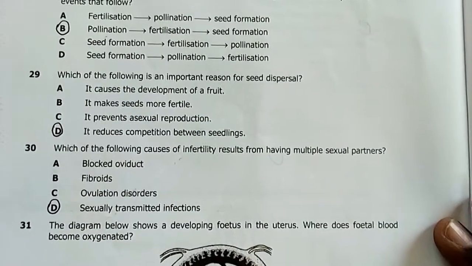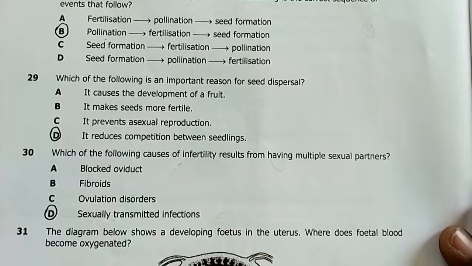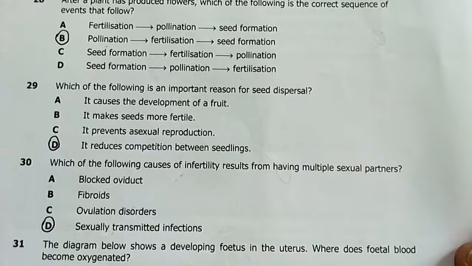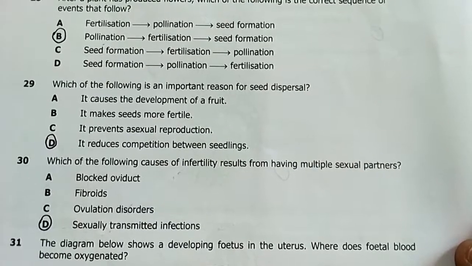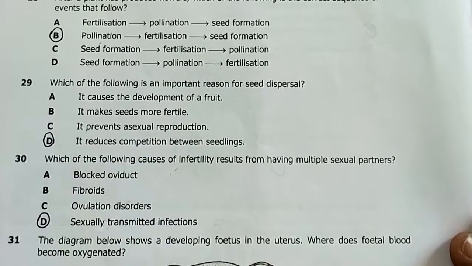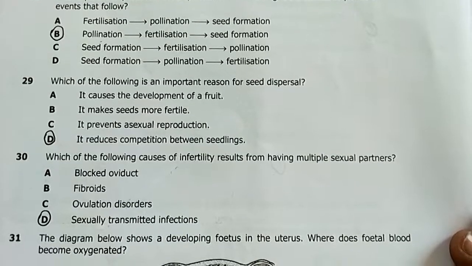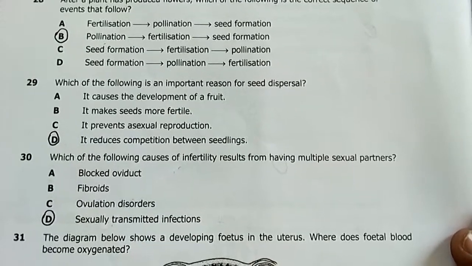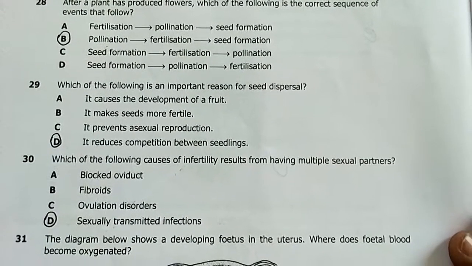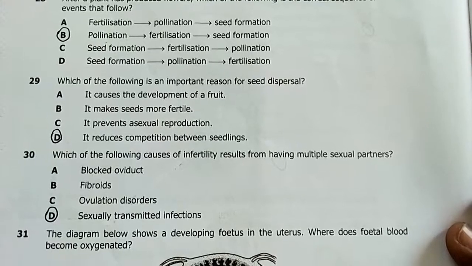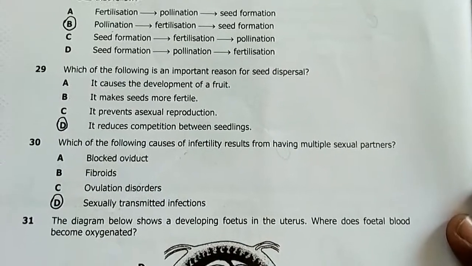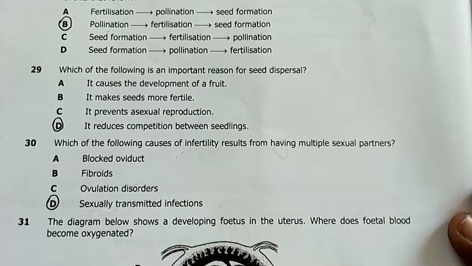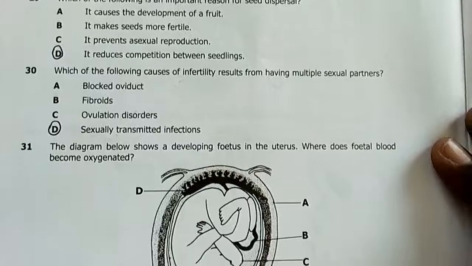Number 30. Which of the following causes of infertility results from having multiple sexual partners? Blocked oviduct? No. Fibroids? No. Ovulation disorders? No. These sexually transmitted infections? Yes, you can share these, and if you have multiple sexual partners, they'll share generously whatever STI they might be having. So D is the answer. These STIs can damage the reproductive system, which may lead to complications that may lead to being infertile.